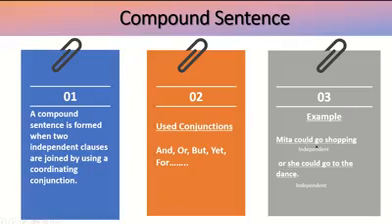Here we find two independent clauses. That means Mita could go shopping and she could go to the dance. Here these two independent clauses are joined by a coordinating conjunction, that is or.